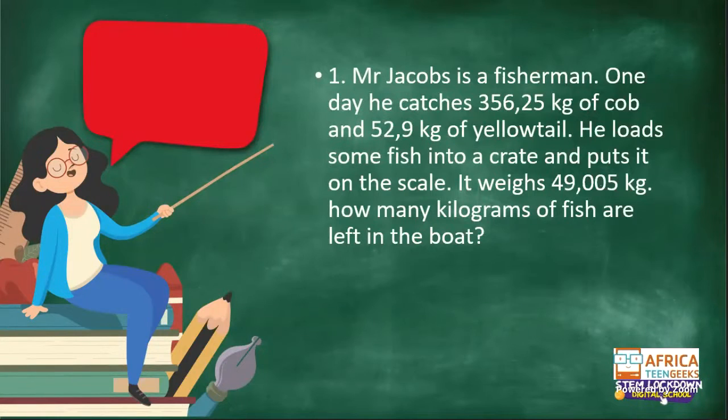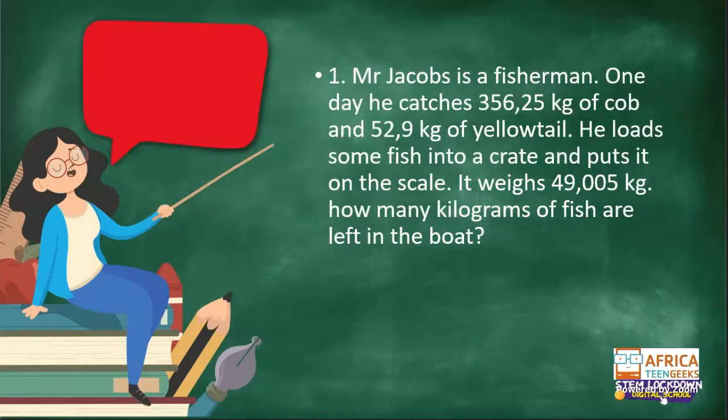Mr. Jacobs is a fisherman. One day he catches 356.25 kilograms of carp and 52.9 kg of yellowtail. And of course, he loads some fish into the crate and puts it on the scale. It weighs 49.005 kg. Now the key question here is how many kilograms of fish are left in the boat? So we need to calculate the kilograms that is left on the boat.